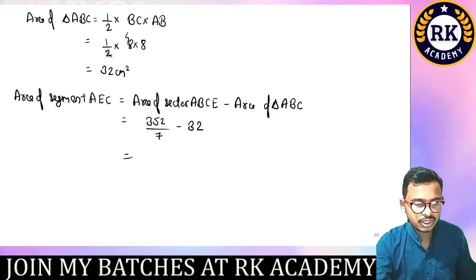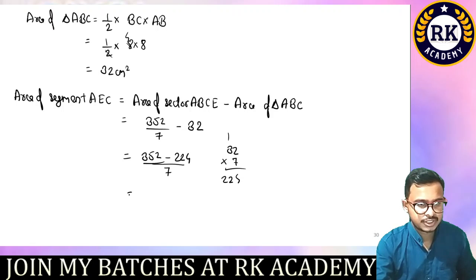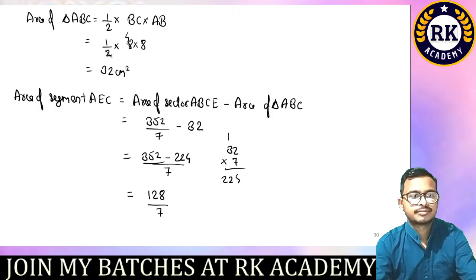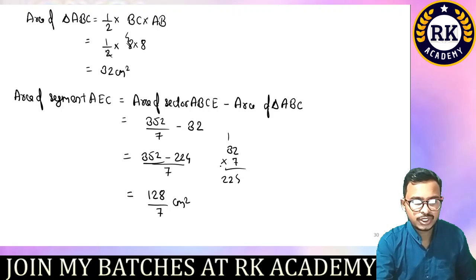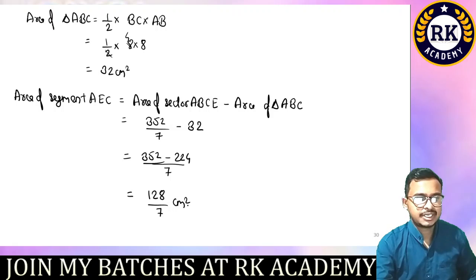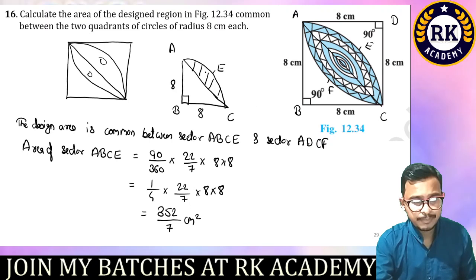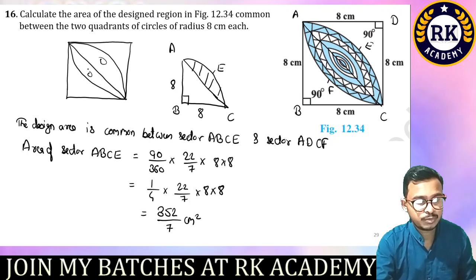So this, do a cross multiplication. 352 upon 7. Let's keep a common denominator. 7 minus 32 into 7. 7 2s are 14, 7 3s are 21, 22. So 224. Now 352 minus 224. This is 128 upon 7. Okay. So the area of this segment portion will be 128 upon 7 centimeter square. Now pay attention, this portion we got, a similar portion is on this side also.